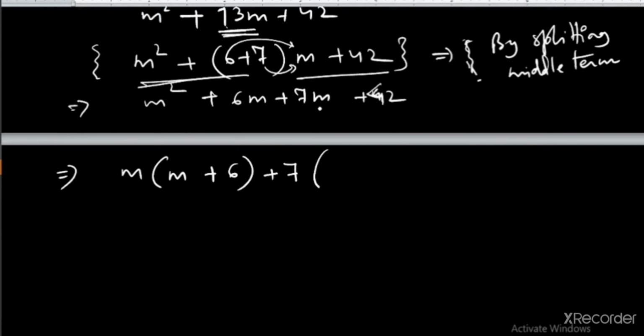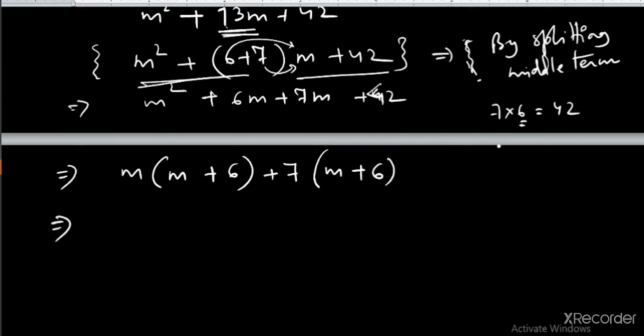What is remaining? M, again plus, and if 7 is taken out as common, what is remaining here? Since we know 7 into 6 gives you what? 42. So this is remaining. Put it inside. Okay, 7 is taken out, 6 is remaining. Now check whether you are going in the correct direction or not.